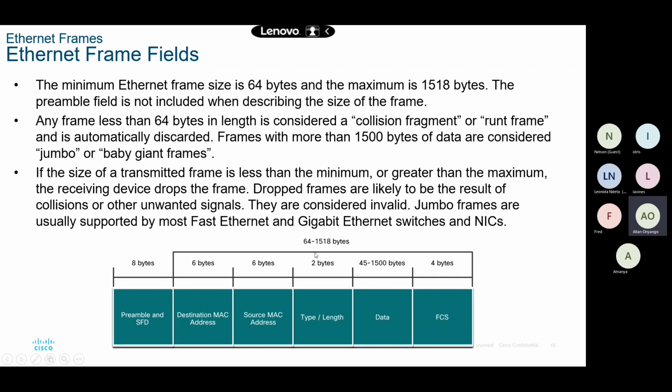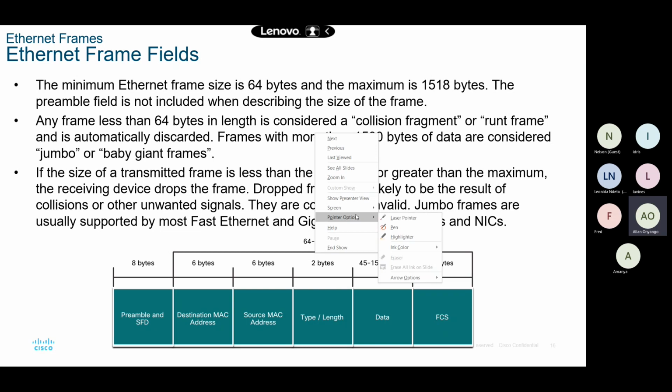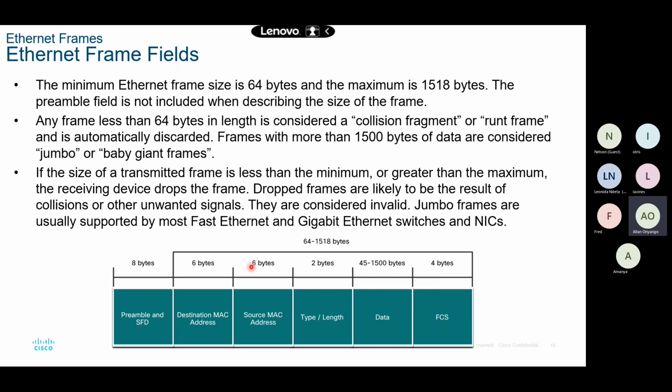So again, different fields that we have for the Ethernet frame. Now, the most important thing to note, by the way, is the minimum and the maximum, and the name of what is less than the minimum, and the name of what is more than the maximum. A collision fragment or a runt fragment is a frame less than 64 bytes, and the jumbo or baby giant frames are frames that are more than the maximum.